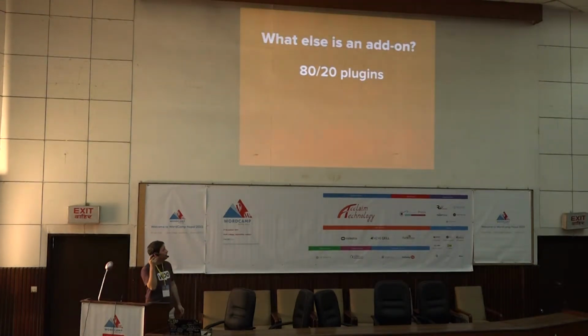So we know the 80-20 rule: 80% of users need it, but 20% don't, so that could be an add-on. What else?